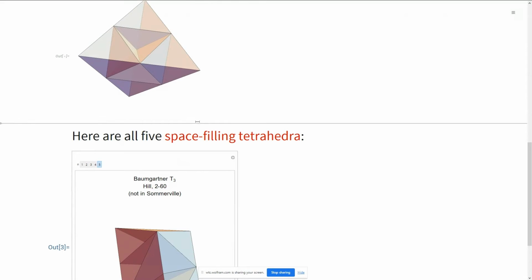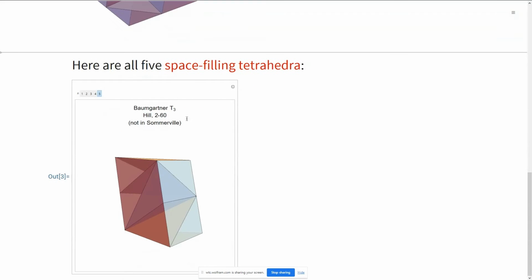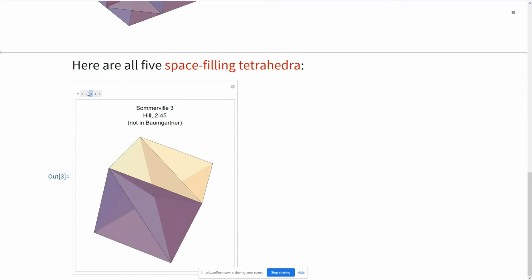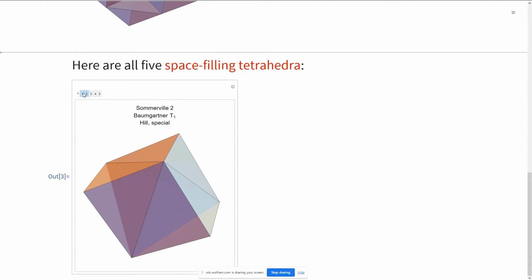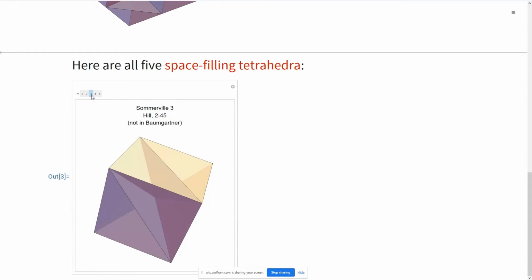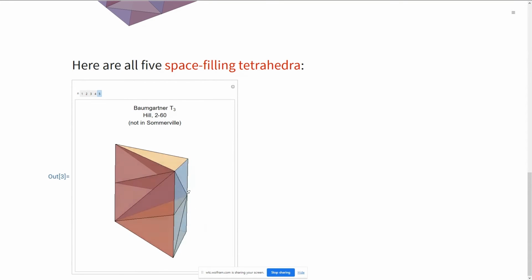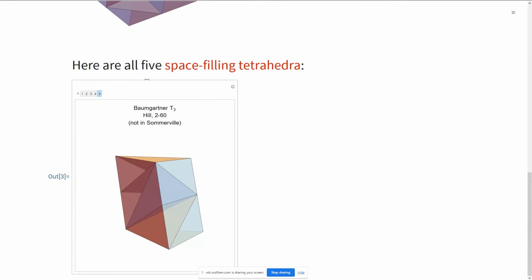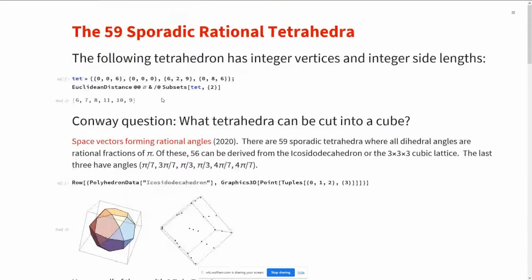There are only 5 known space-filling tetrahedra. And it took a few hundred years to compile this list of 5 tetrahedra. And this is also a demonstration, space-filling tetrahedra. John Conway asked, well, those space-filling ones have the property that you can cut them up and make a cube. What other tetrahedra have that property?